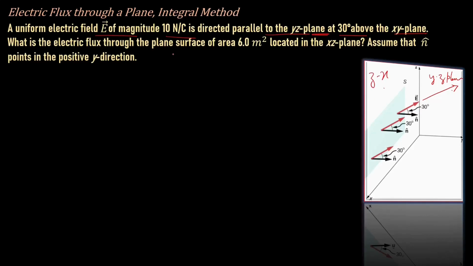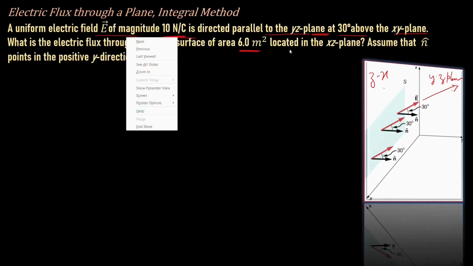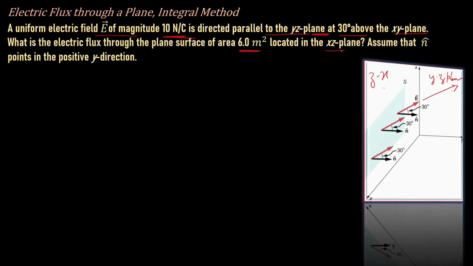What is the electric flux through a plane surface of area? This time a particular area magnitude is given, and a particular magnitude of the electric field is also given. In the previous question it was not there. And they are located in the XZ plane. So this time what we have to look for is the direction of the electric field, which is along the YZ plane, and that the area is kept in the XZ plane.